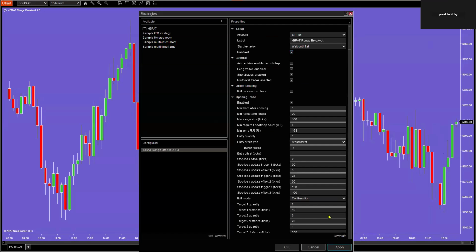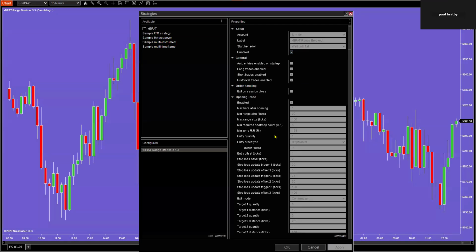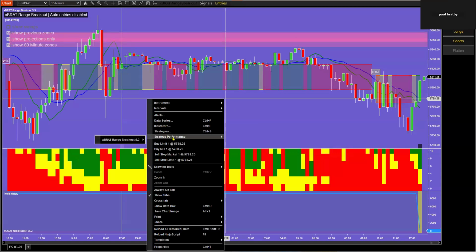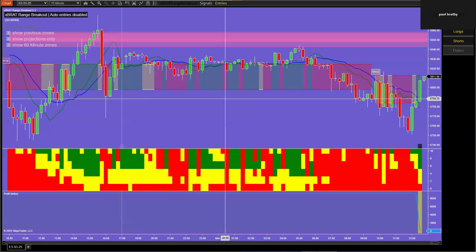One of the things I wanted to do was basically get that max drawdown lower, and that's the main priority for me right there. Max drawdown is at 1,025. It's not bad for ES, but I think we can get it better. So let's have a look.